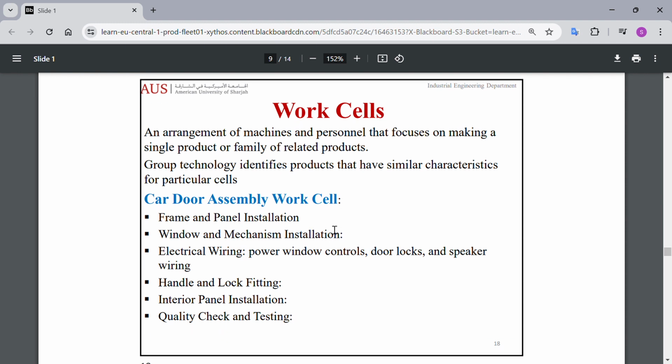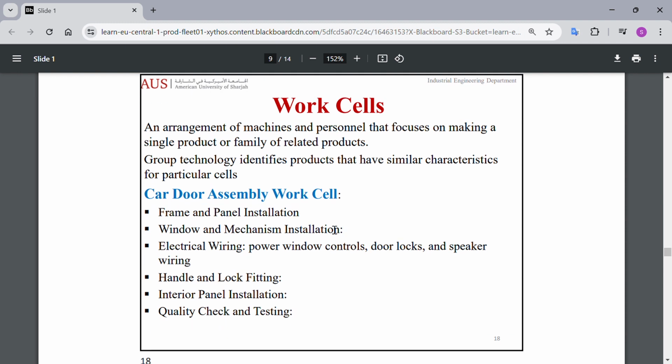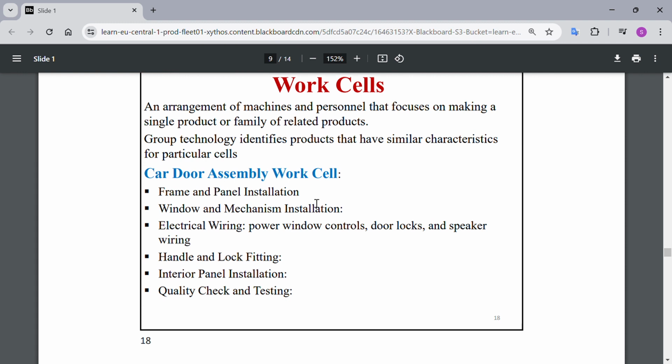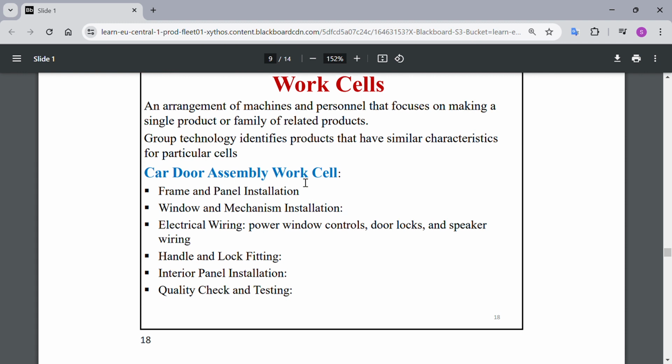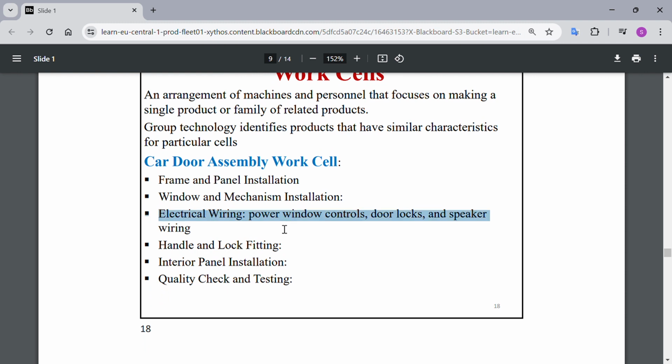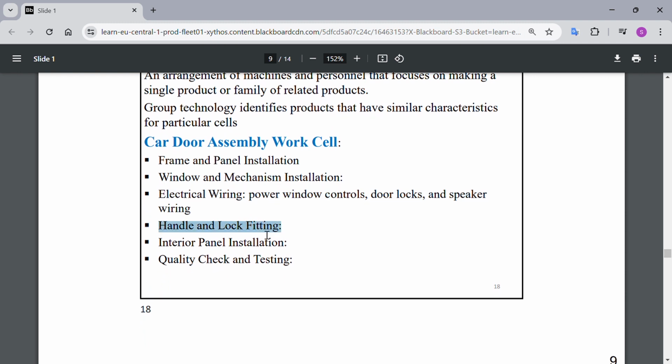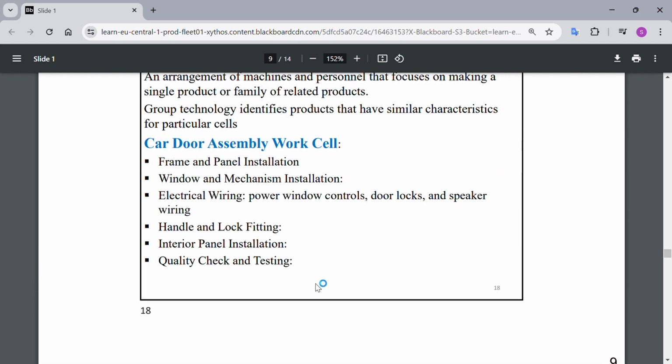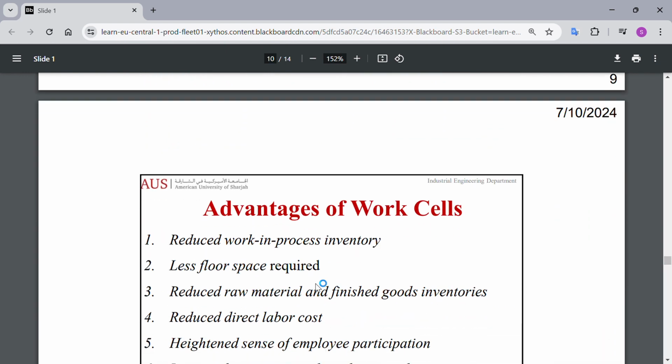So there are also the work cells. We talked about the work cells. A work cell is an arrangement of machines and personnel that focus on making a single product or family of related products, and group technology identifies products that have similar characteristics for particular cells. So there is the car door assembly work cell: frame and panel installation, windows and mechanism installation, electrical wiring, power windows controls, door locks and speaker wiring. And we have the handle and lock fitting, interior panel installation, and quality check and testing. So that is the car door assembly work cell.